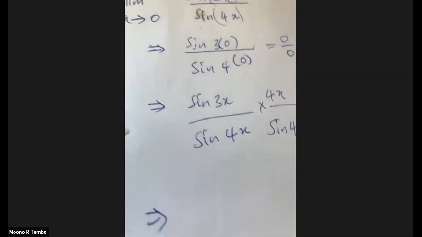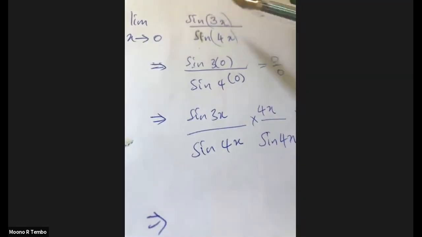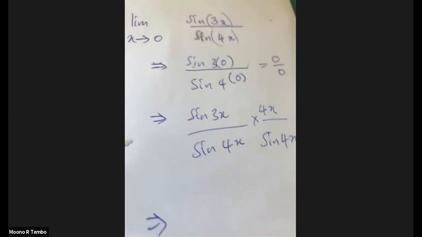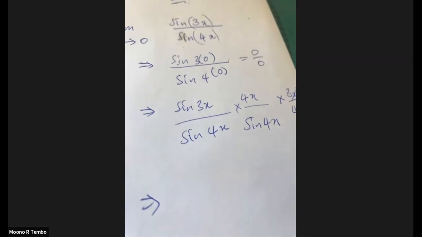Mono, yes. How did you come up with the values on the other side? Like, why did we get 4x over sine 4x? Oh, because when you look at our sine x, the first one is sine 3x, the other one is sine 4x. So what we did is we get this fraction, and we say, let's break it down in an easier form.